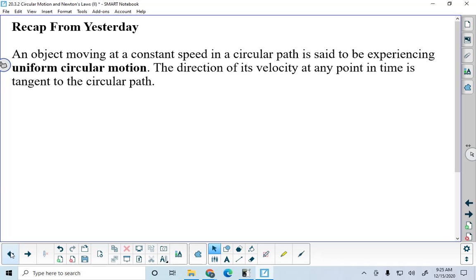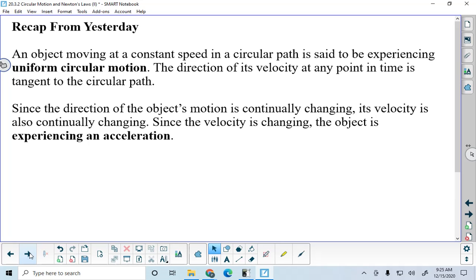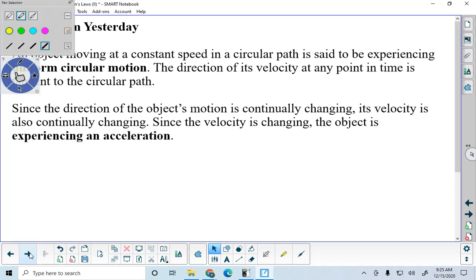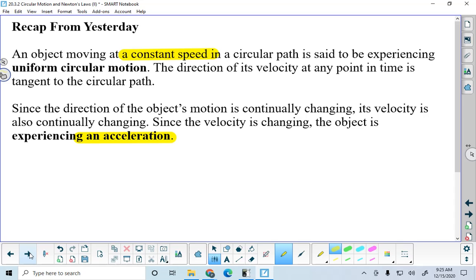The other thing that we learned yesterday, well, there were a lot of things, but we learned that the velocity is continually changing because the velocity includes direction. So if the direction changes, the velocity must change. But you should know from kinematics, a changing velocity means an acceleration. So even though the object is moving at a constant speed, it's still accelerating. The word accelerating in this context doesn't mean speeding up. It means changing velocity. We'll get to today what the significance of that acceleration is.